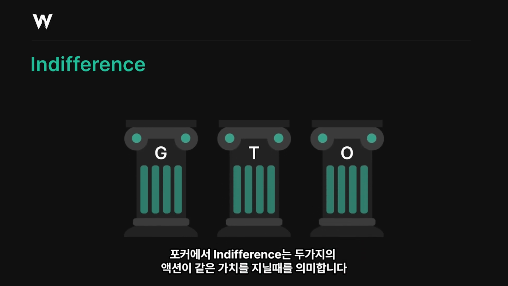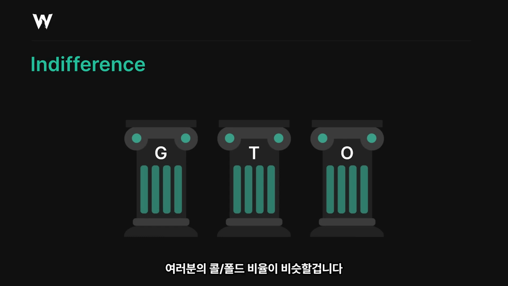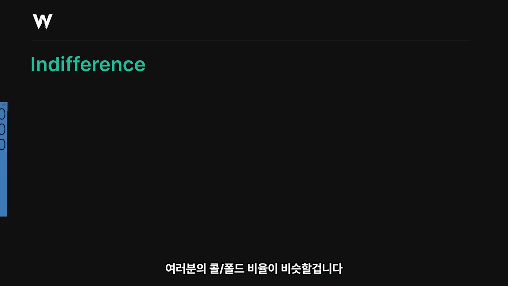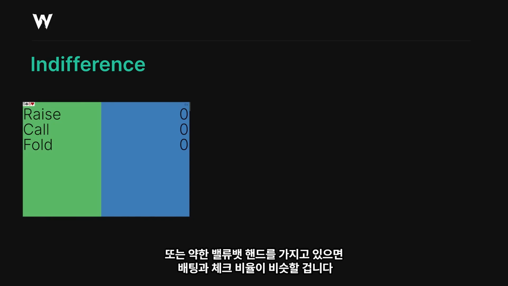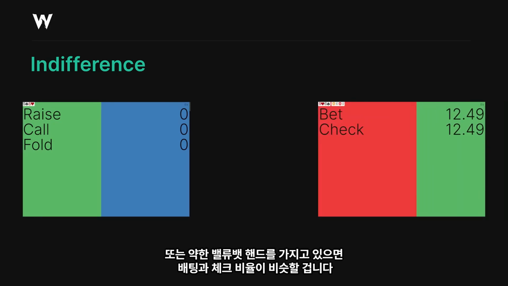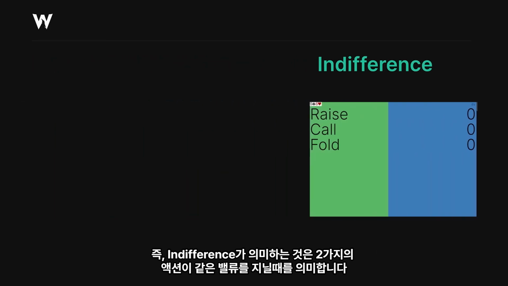Indifference in poker means that two actions have the same value. For example, if you have a bluff catcher that's right on the edge of the line facing a bet, your hand might be indifferent between calling and folding. If you have a thin value hand, it might be indifferent between checking and betting. And all indifference means, again, is that two actions have the same value.